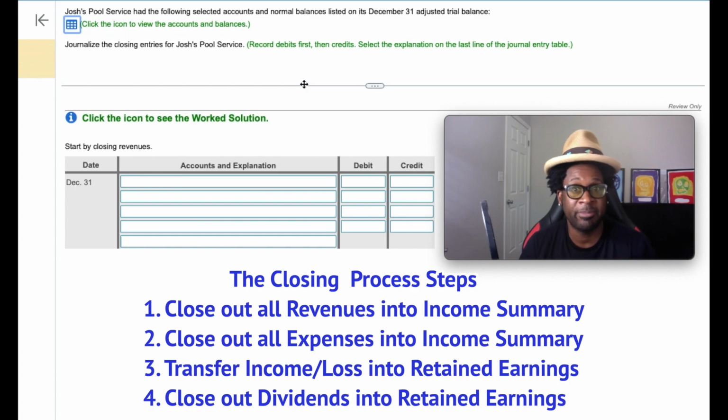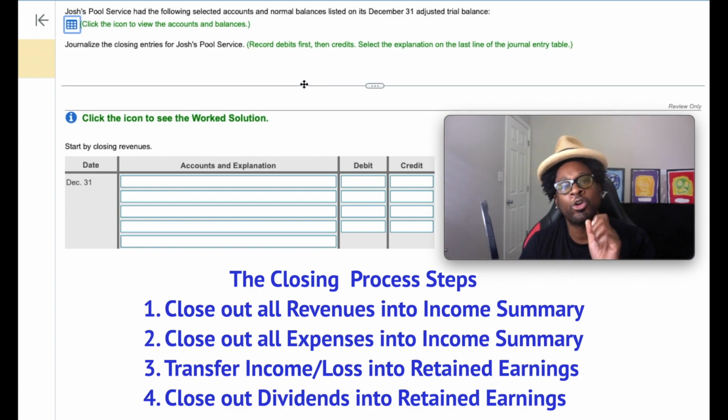So step one of that process, we're going to close out all revenue accounts to income summary. Step two, we're going to close out all expense accounts individually into income summary. Step three, we're going to transfer the net income or loss for the period into retained earnings. Why? Because this is the part in which we're going to manually change the books on the journal.